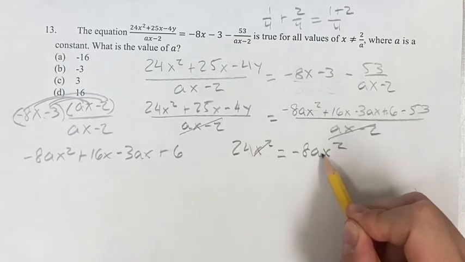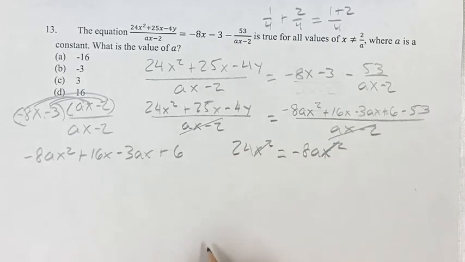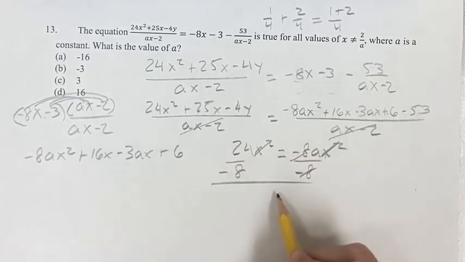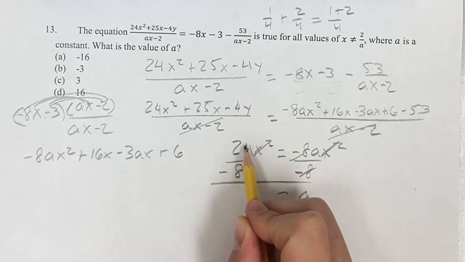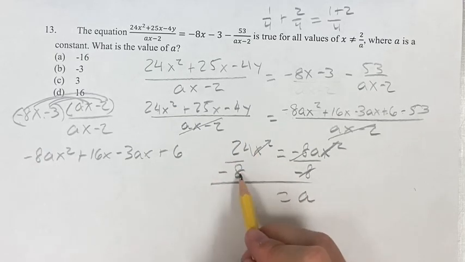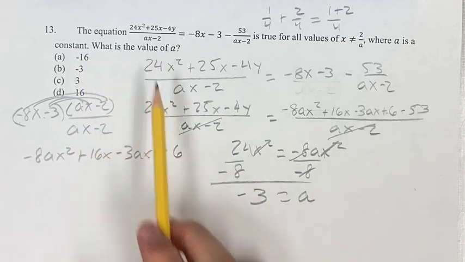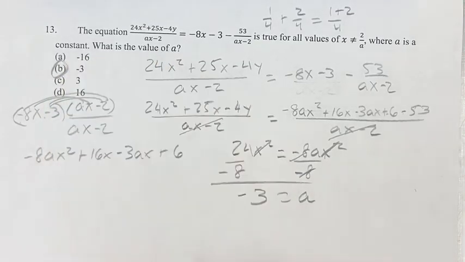And if we cancel out the x squared, that means 24 has to be equal to negative 8a. If we divide both sides by negative 8, these cancel and we get that a is equal to 24 over negative 8, which is 3 plus the negative sign is negative 3. So therefore, the value of a must be negative 3, which is going to line up with b.